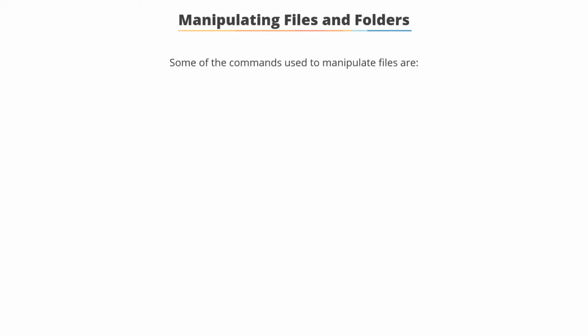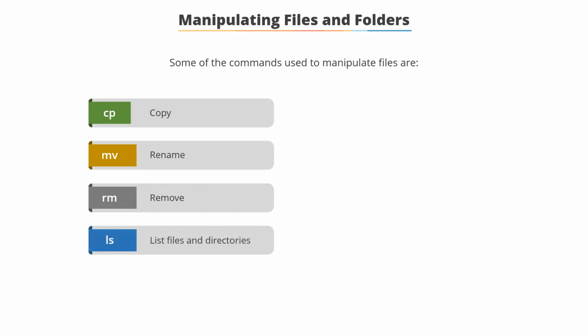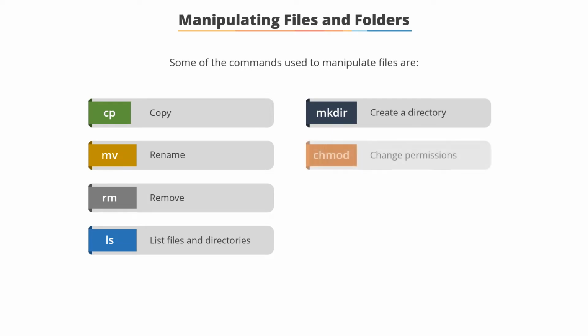There are many system commands that provide system information available in Ubuntu. Let's discuss some of the main commands. cp is used to copy. mv is used to rename. rm is used to remove. ls is used to list files or directories. mkdir is used to create a directory. chmod is used to change the permission. And chown is used to change the ownership.